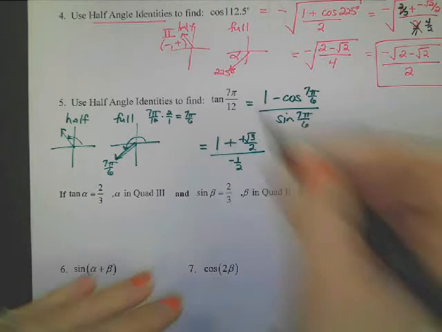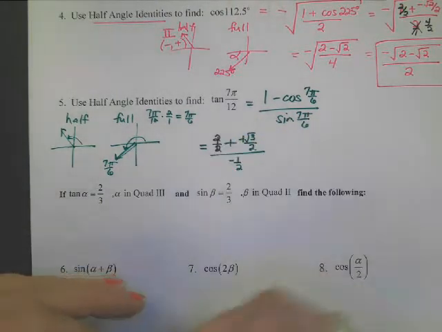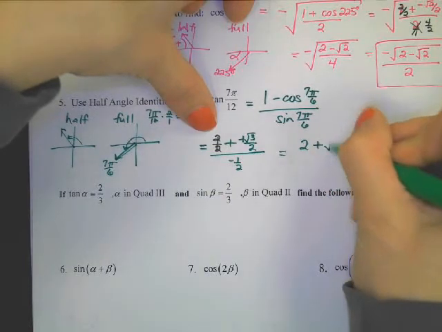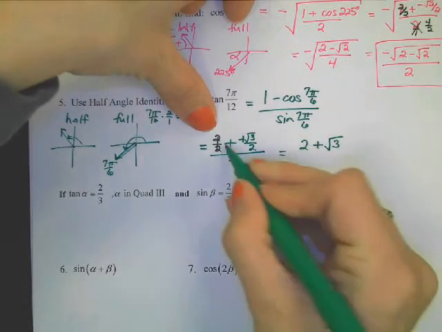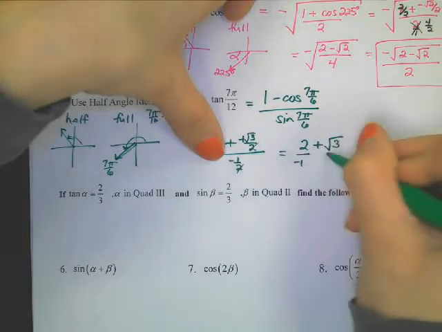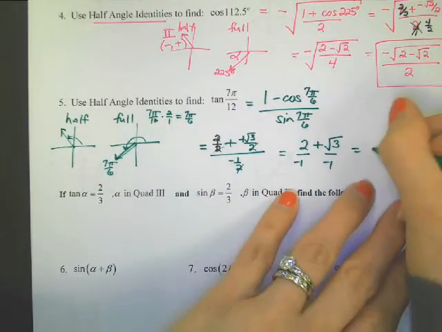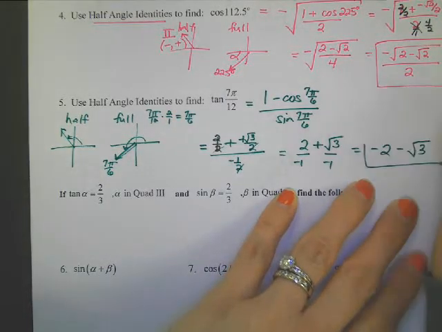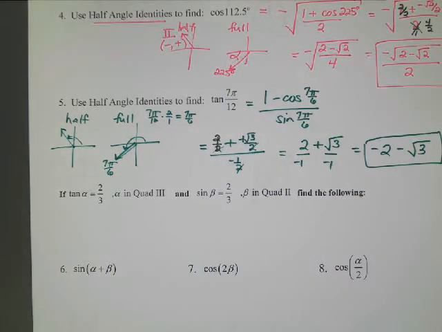Negatives cancel. Let's write this 1 as 2 over 2. So now we have 2 plus radical 3. All the denominators cancel over negative 1. Let's give them each the negative 1. And so the final answer is negative 2 minus radical 3.